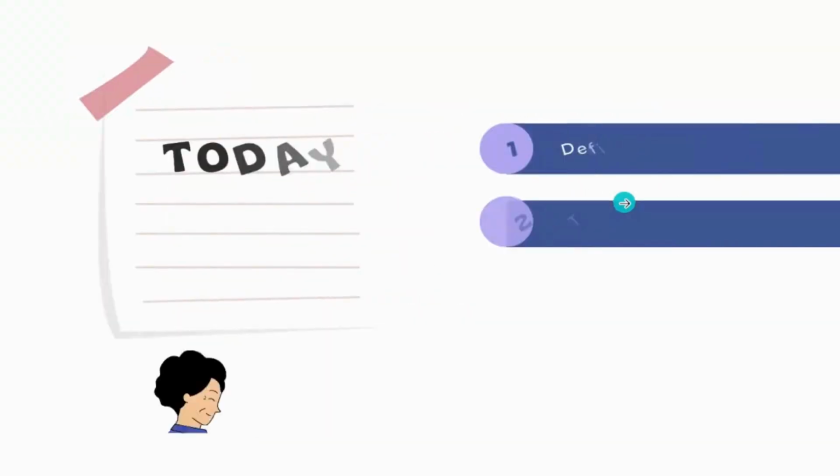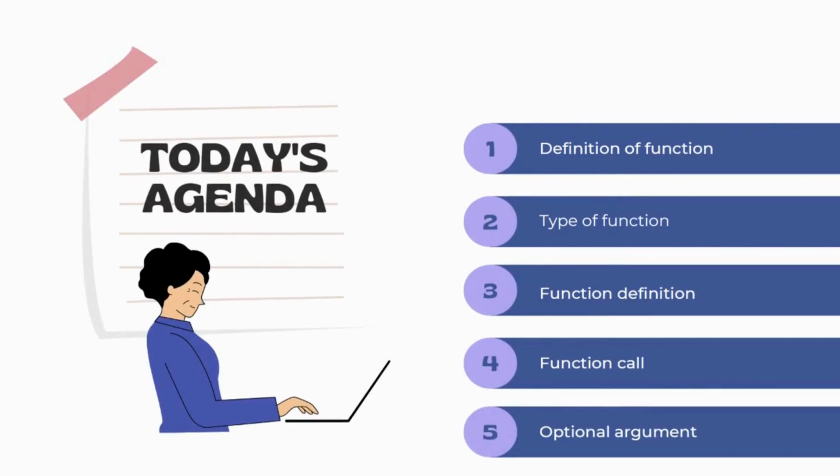But let me just show you what you are going to get from this video. You are going to learn about the types of functions that we have in Python. You are going to learn about how to define your function declaration or definition. You are going to learn about function call, how to call a function. You are also going to learn about optional arguments.